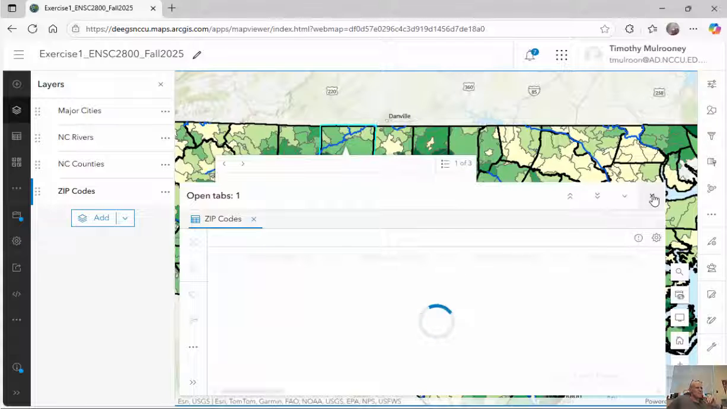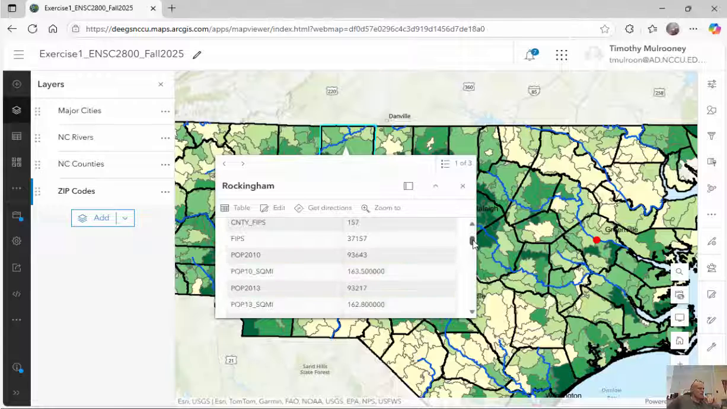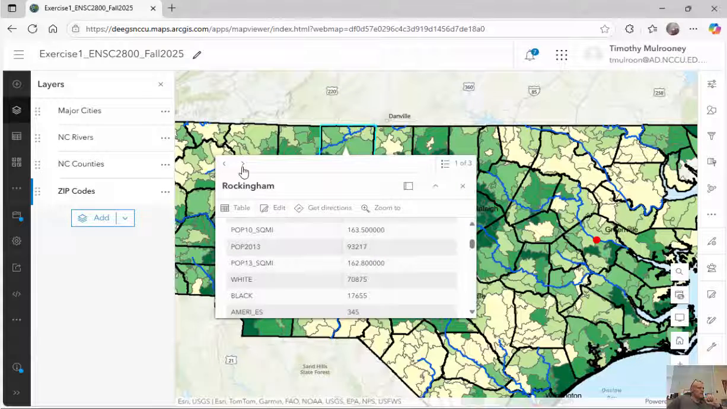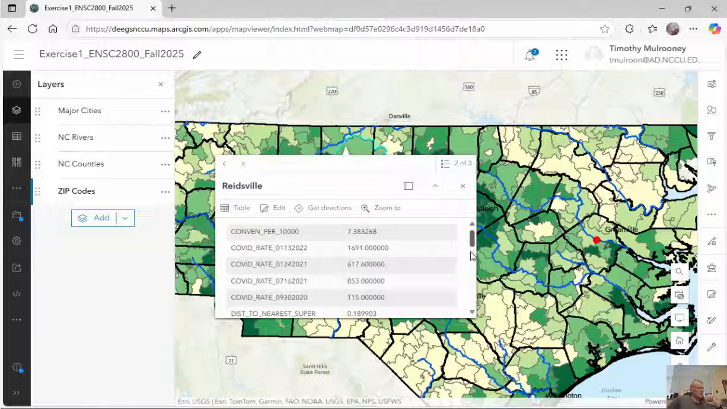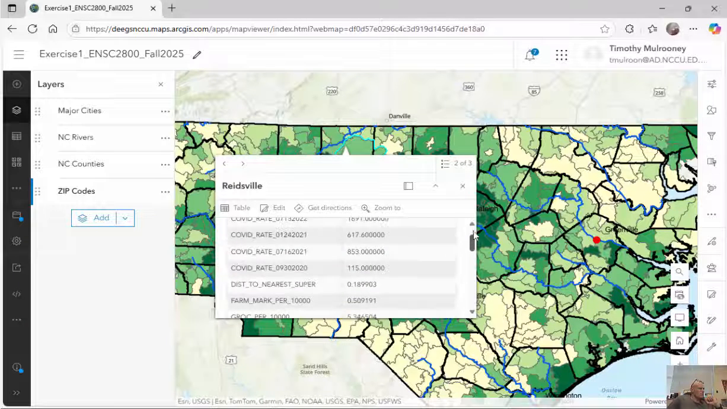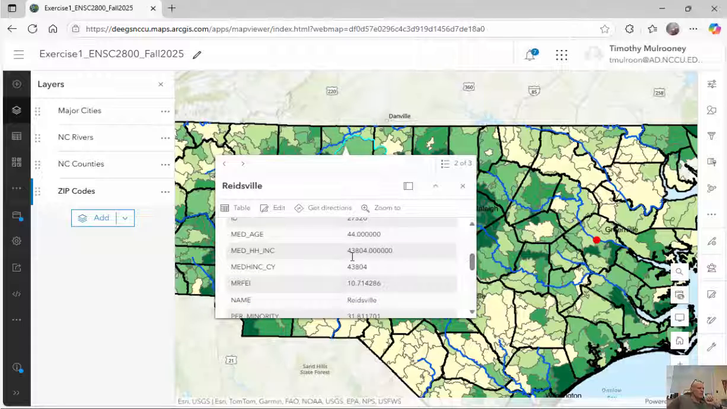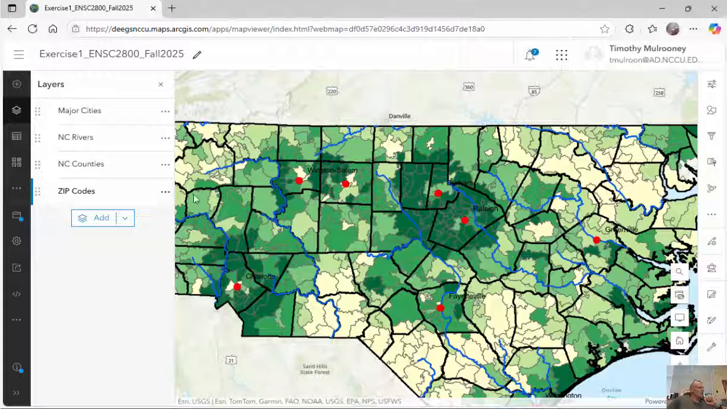Now I'm waiting a second here for my map to pop up, but I can look at all of this information right here about Rockingham County. I have something called POP 2010. I can see what else I've clicked. Okay, I clicked on a zip code called Reedsville that has an ID of 2730. It's got a median age of 44, median household income of 43,804. So I can look up the highest and the lowest on these.